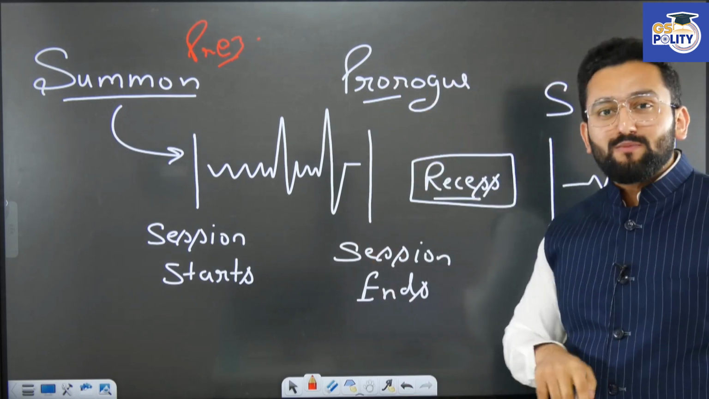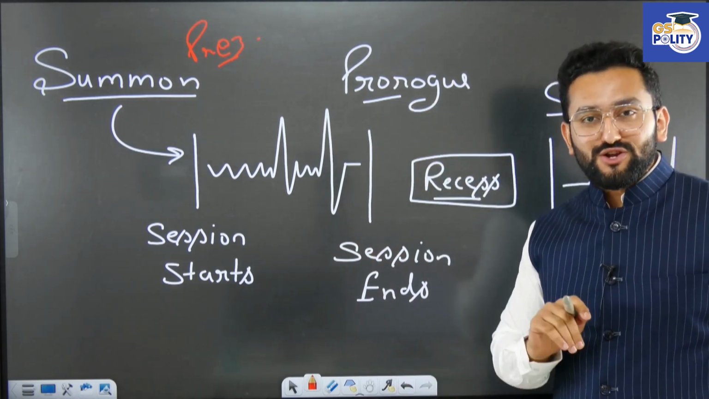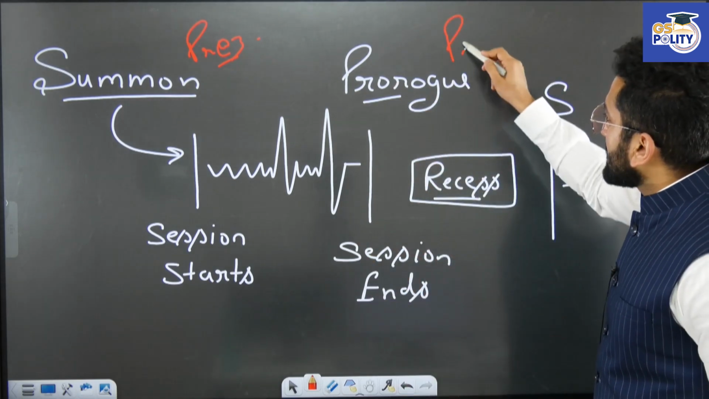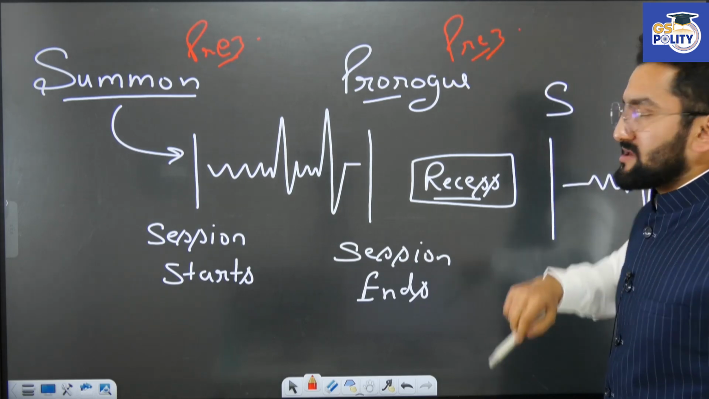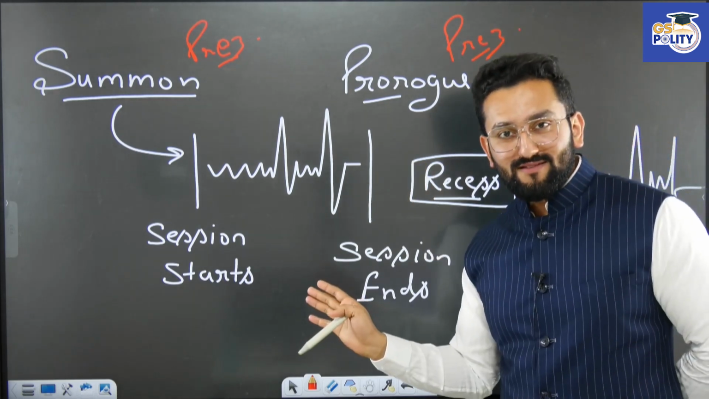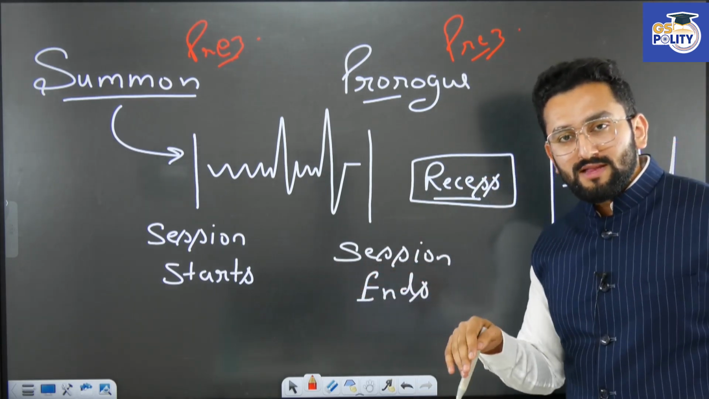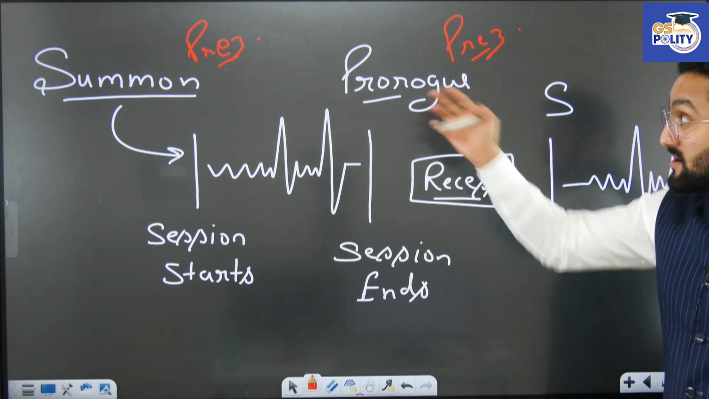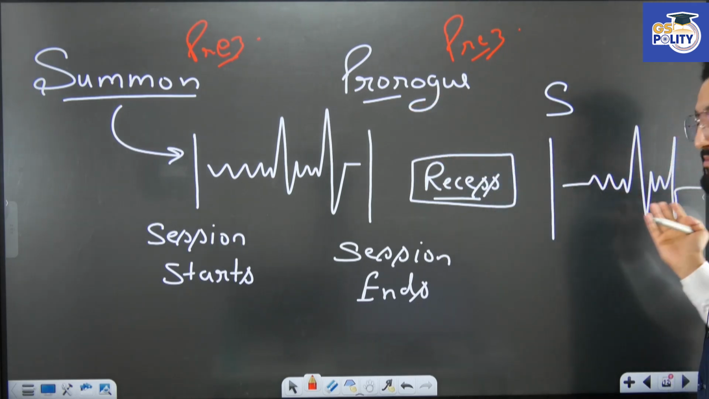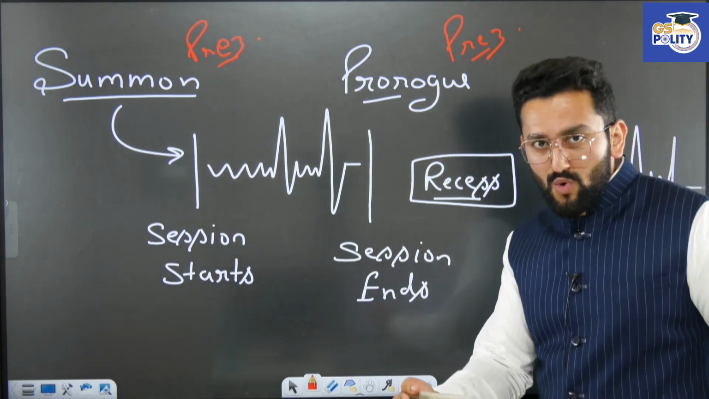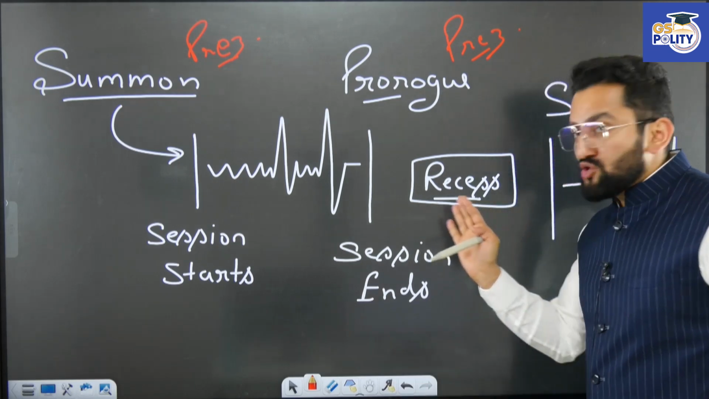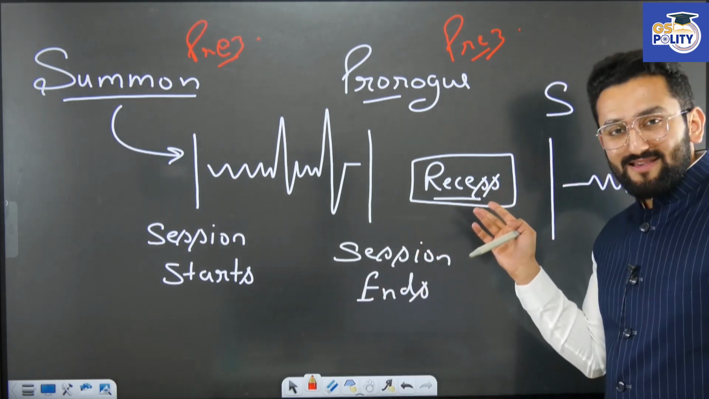Now, prorogation happens. Prorogation means ending of session. Who is going to do that? Again, President is going to do that. Session ends. Then there will be gap, say 1 month, 2 months. Then there can be another summon, again by President, and then there can be prorogation. This is how our Parliament works. The period between 2 sessions is called recess.